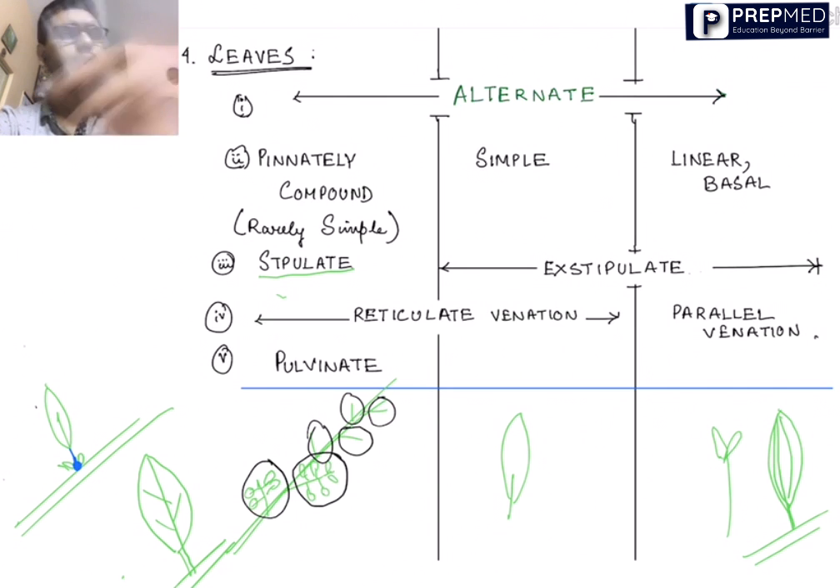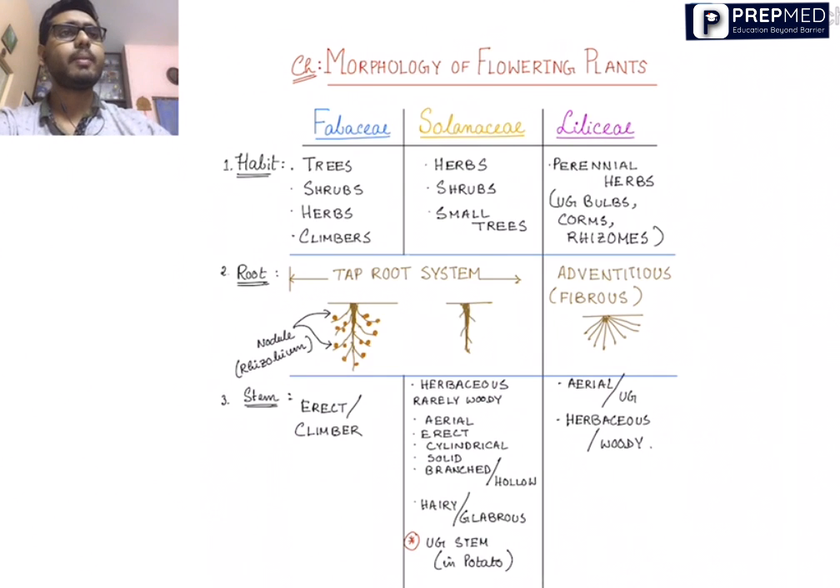So that's all. Now if we revise, the habit are trees, herbs and shrubs in Fabaceae. Solanaceae are mainly herbs and shrubs. They can also be small trees. Liliaceae are perennial herbs because they last for more than 2 years. The root system is a tap root system. The difference is in nodules: root nodules are present in Fabaceae, which is absent in Solanaceae. Liliaceae have an adventitious or a fibrous root system.